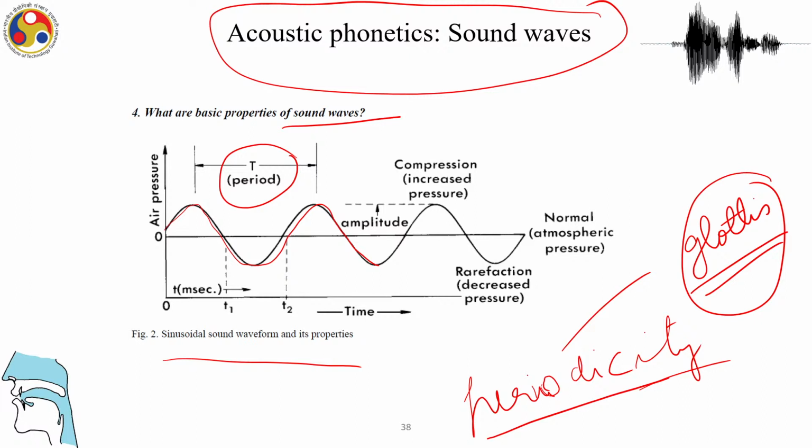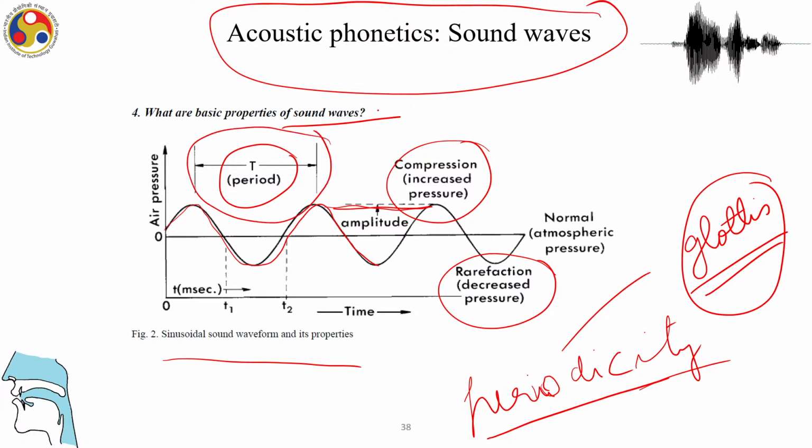In this one repeating pattern, we can very clearly see two things: compression and rarefaction. The compression is the region of increased pressure, which is this one, and this is the rarefaction, which is the region of decreased pressure. This period is equal, and again from here to here it is the same repeating period, and that's why this is a sinusoidal sound wave. In essence, this is how we break down a periodic sound, even for human speech.